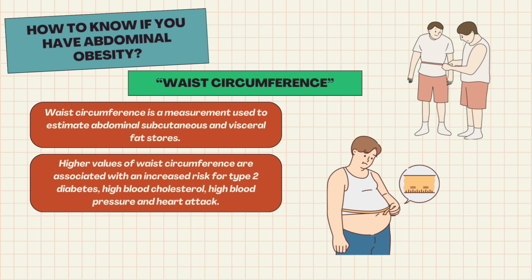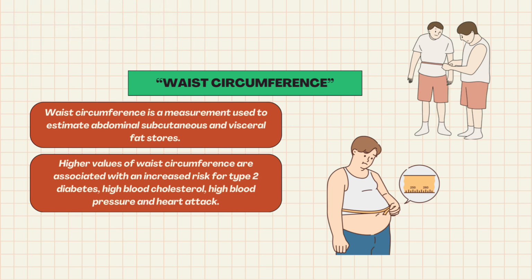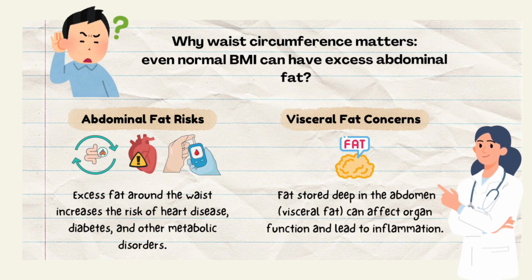How to know if you have abdominal obesity? Waist circumference is a measurement used to estimate abdominal subcutaneous and visceral fat stores. Higher values of waist circumference are associated with an increased risk for type 2 diabetes, high blood cholesterol, high blood pressure and heart attack. Why waist circumference matters?